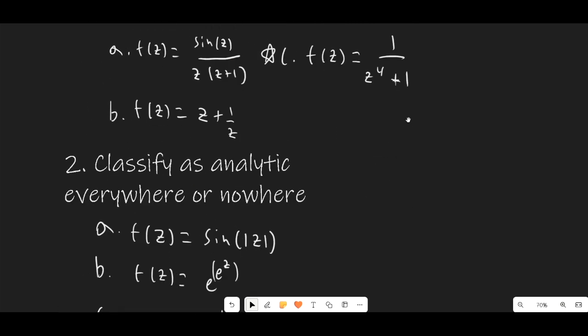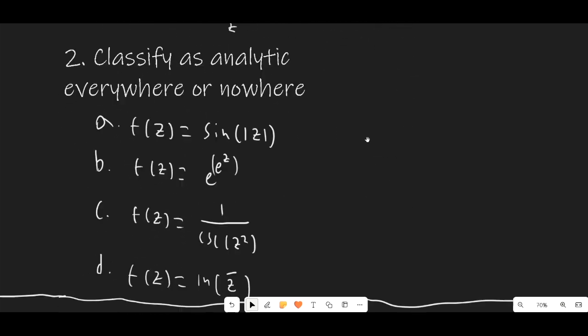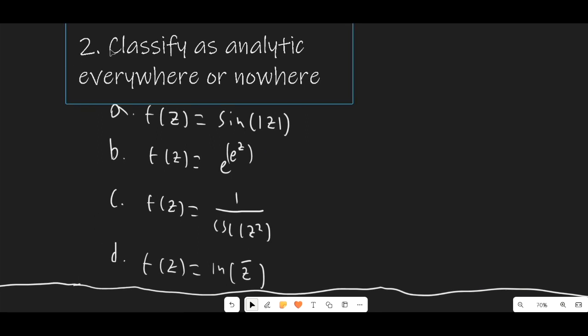Problem number 2. We're going to choose all of these functions and classify them as analytic everywhere or nowhere, remembering that certain functions are analytic everywhere, certain functions are analytic nowhere, and whenever we compose those functions, they'll pretty much have the same behavior as the inner function, right? So go ahead and classify all of these functions as analytic everywhere or analytic nowhere.